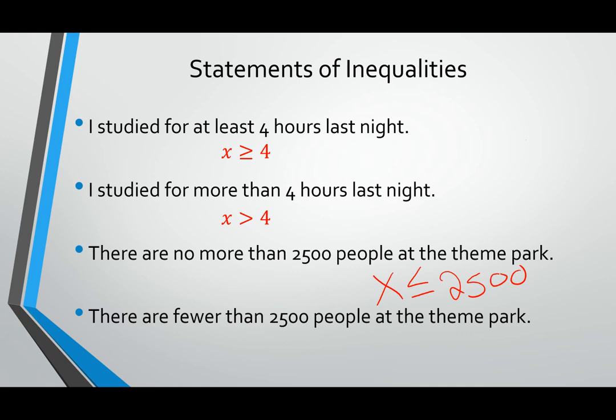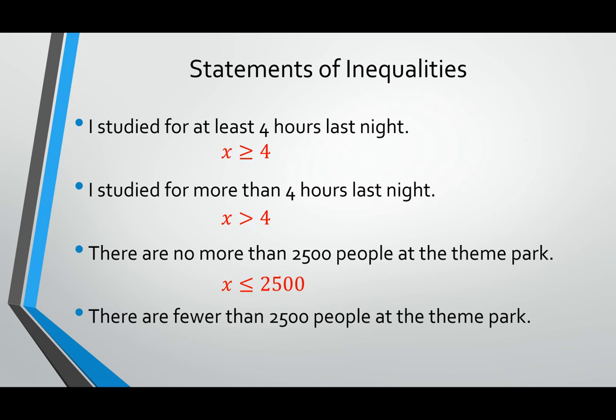We might have 2,500 people in the theme park. We definitely have less than, but we could have exactly 2,500. We just don't have more. We can't have more than 2,500. So it's X is less than or equal to, because it's definitely less than or exactly the same.